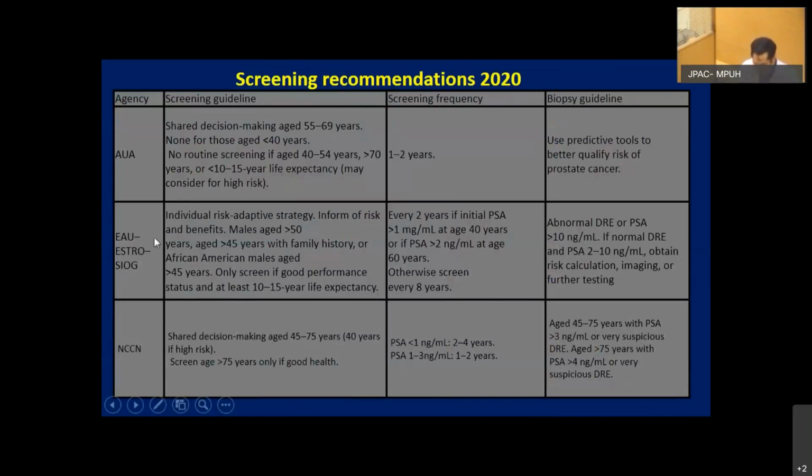In the EU guidelines, they again stress information on risk and benefit. Males more than 50 years and African Americans more than 45 years have to be screened, and screened only if good performance status and at least 10 to 15 years of life expectancy is there. NCCN again says that there should be shared decision making between age 45 to 75 years, and if the patient is high risk, it should start from age 40, and in ages more than 75 years, screen only if the patient is of good health.